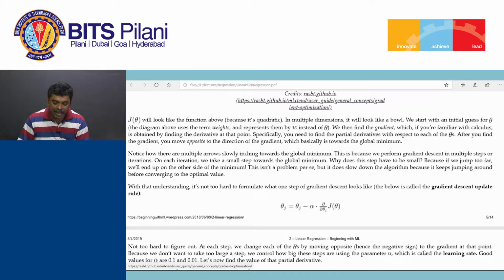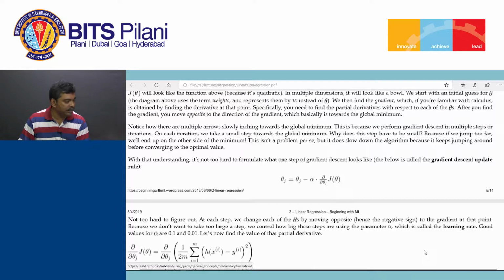So at every time step, you change theta. Your learning rate is constant, but the gradient is changing. As you are moving closer, the gradient is changing, and so theta will be updated.